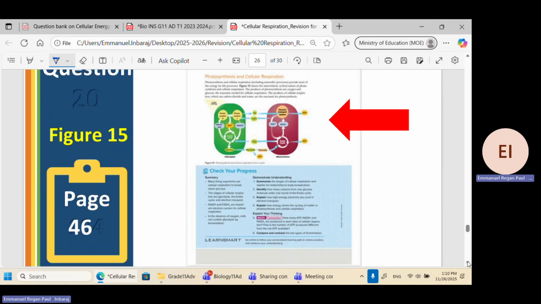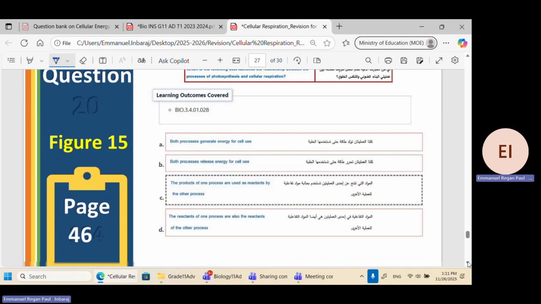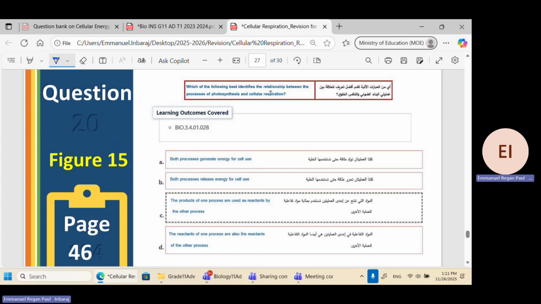Now we are at page number 46. Page number 46, here in this cycle, I have written page number 46. And this is the difference between photosynthesis and respiration. Now let's directly answer some of the questions, because now we have studied photosynthesis and respiration. What best describes the relationship between photosynthesis and respiration? The product of one process are the reactants of the other process.